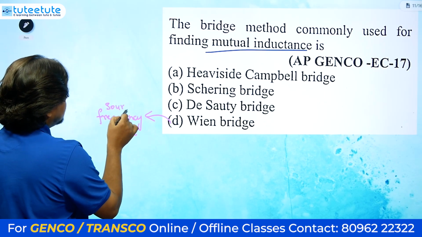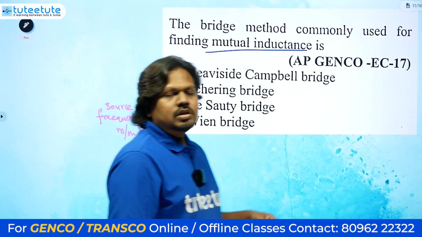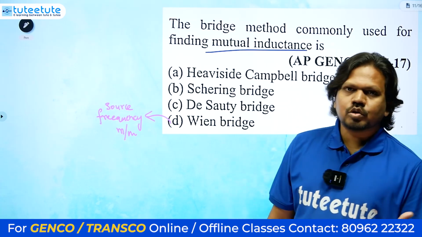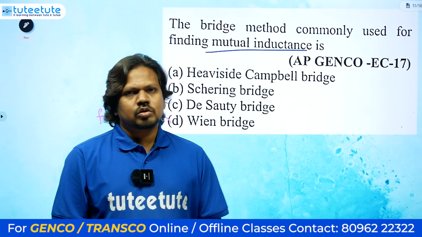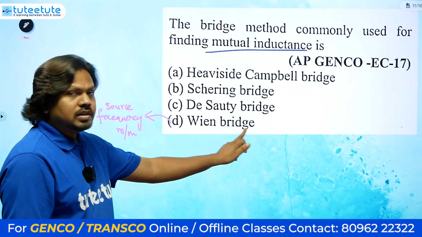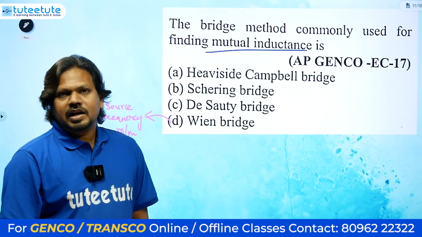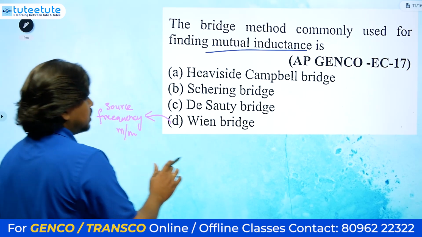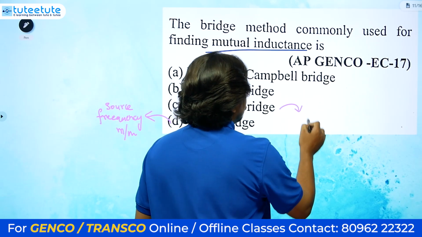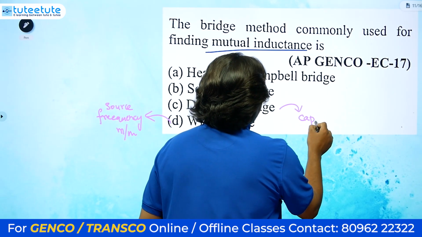Source frequency measurement. If there is any unknown AC source and you want to know its frequency, we need to connect it in the Wien's bridge, get the balance condition, and find out the frequency. Remember these points. Next, the DSRT bridge we are using for the capacitance measurement.